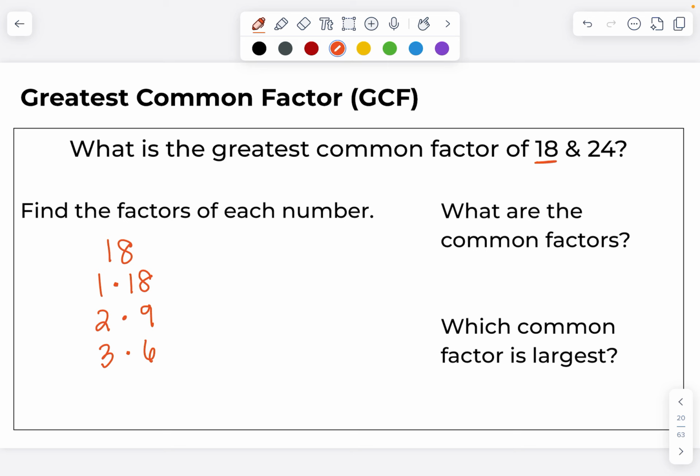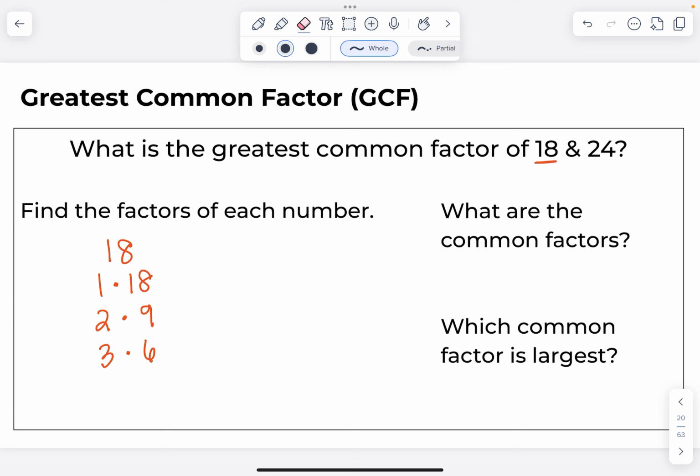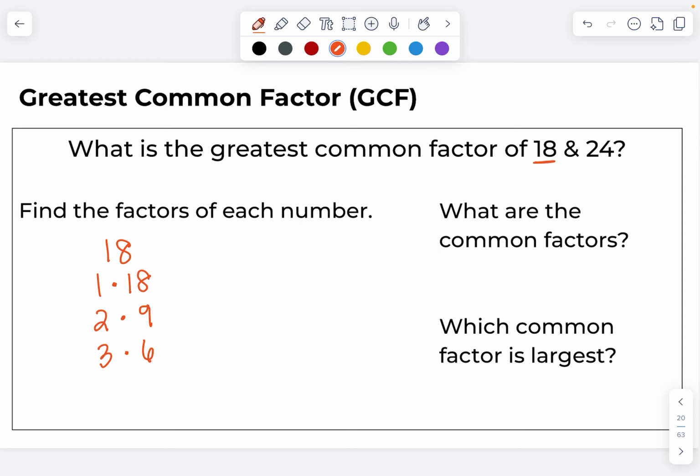Then after 3 I get 4. If I do 18 divided by 4 in my calculator, this does not equal a whole number, so it does not go on my list of factors. Same thing with 18 divided by 5. It does not give me a whole number. And I know I'm done with my list of factors because the number after 5 is 6, and 6 is on my list of factors already. So there's no other possible numbers that can divide into 18.